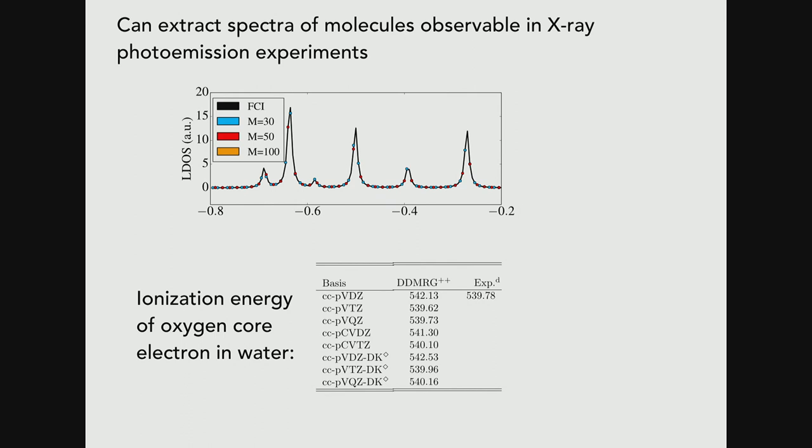And then this is a table of core state values for a particular core state, where you're basically saying, what's the energy of a certain tightly bound electron of an oxygen atom of a water molecule?